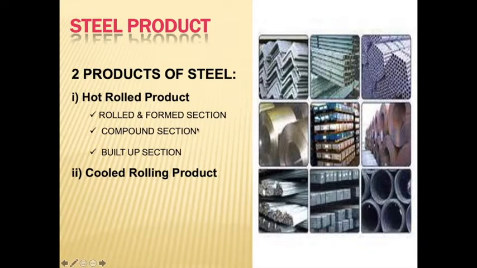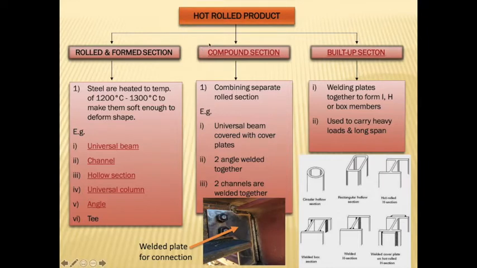Alright. So next is the steel product. So these are the products of steel. So we have the hot roll product and also the cold rolling product. So for the hot roll product, you can see that the steel will be heated at the temperature of 1200 degrees Celsius to 1300 to make them soft enough to deform sheet. Right, so the examples of roll or form section are the universal beam, channel, hollow section, universal column, angle, and also a T section.